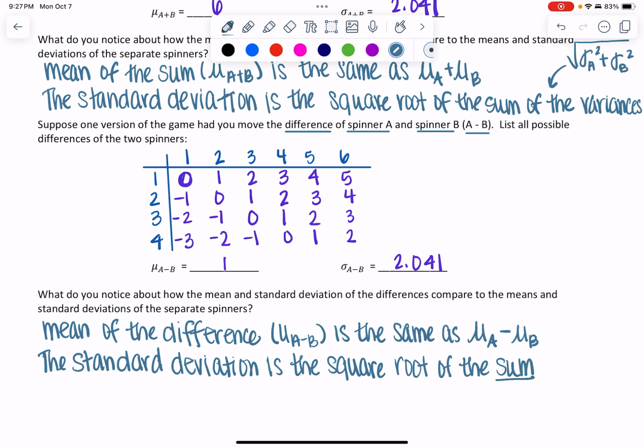Notice it says sum, so that means they're both the sum of the variances.